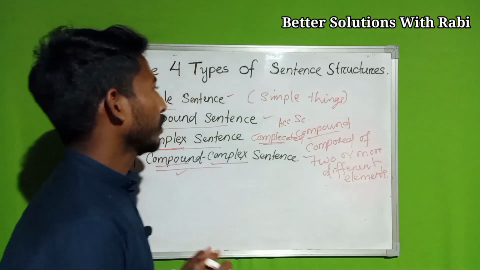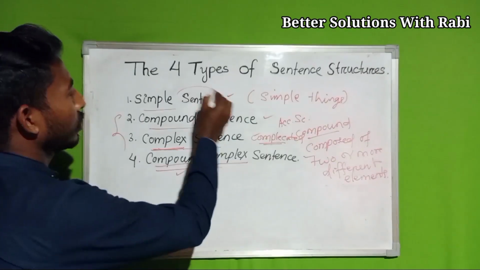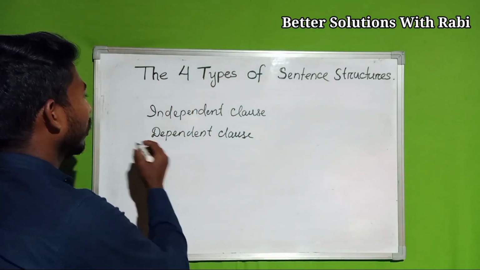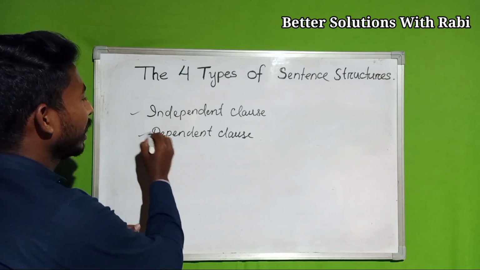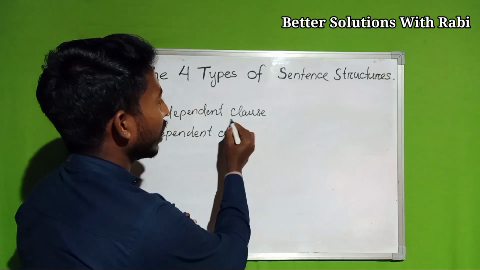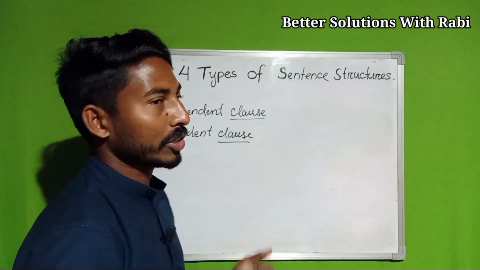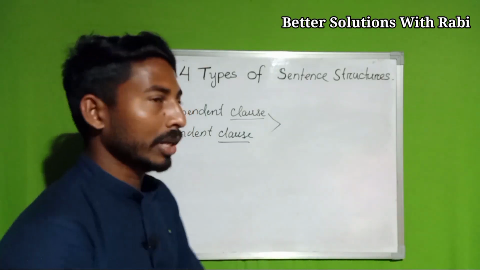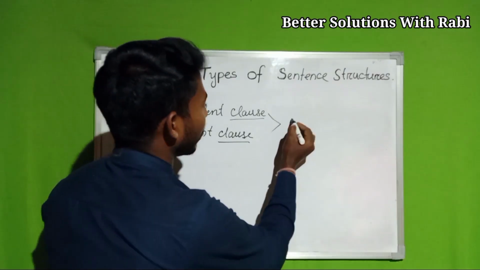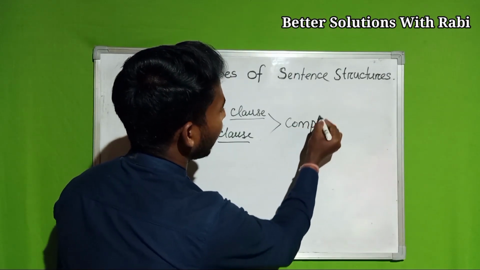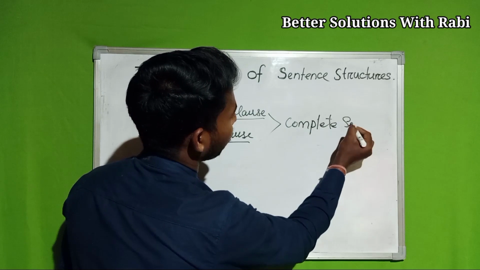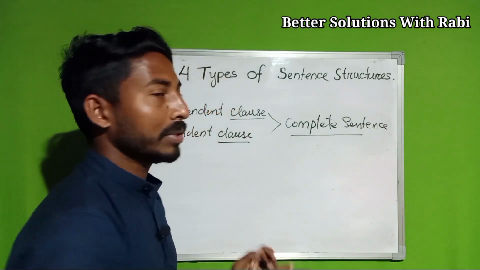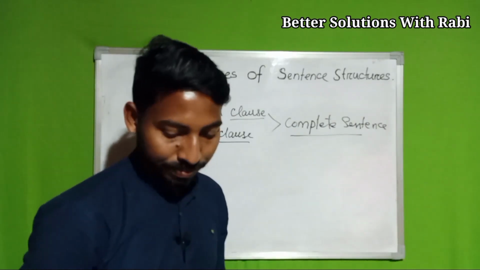Now, let me talk about this sentence. Let's see here about the clauses. We have the independent clause and the dependent clause. You might be thinking, what are these clauses? What is their function? Let me tell you, the clauses are added together to make a complete sentence. And the sentence that gives a complete meaning is called a sentence.